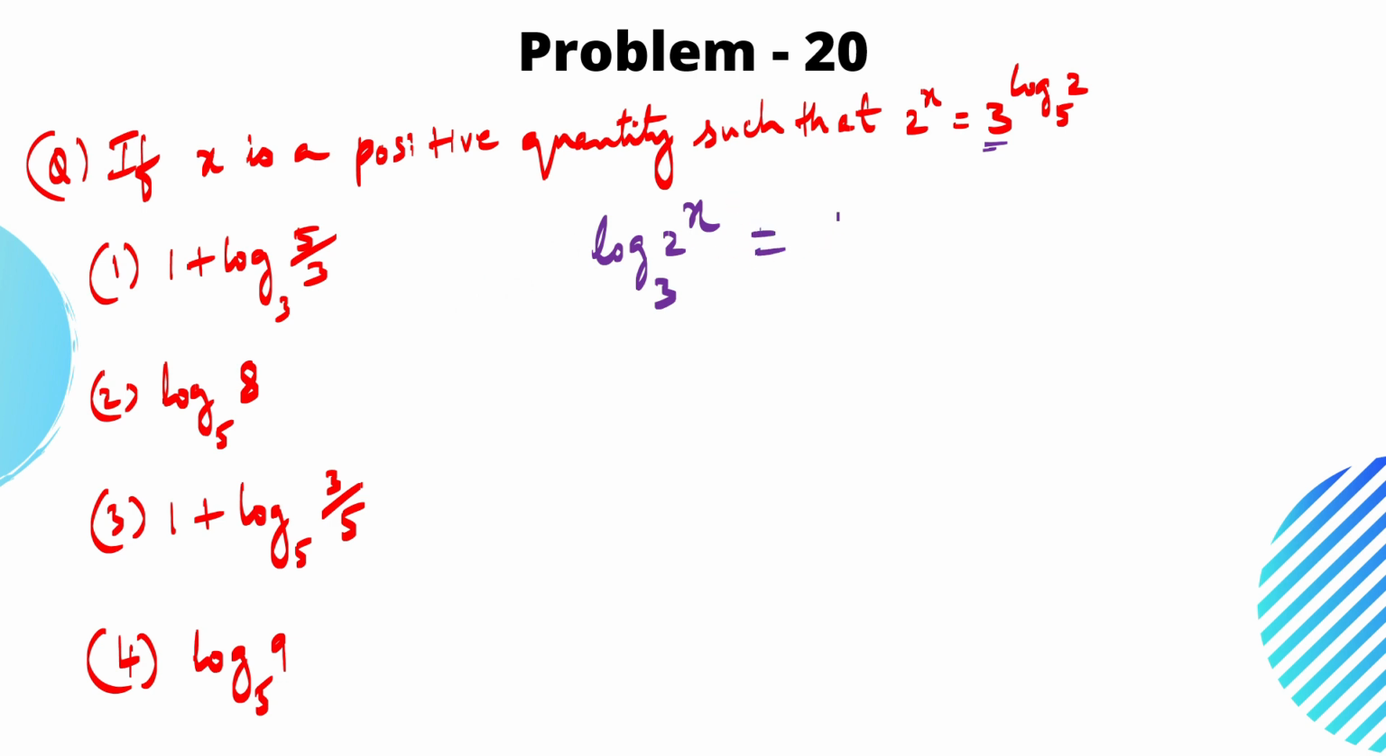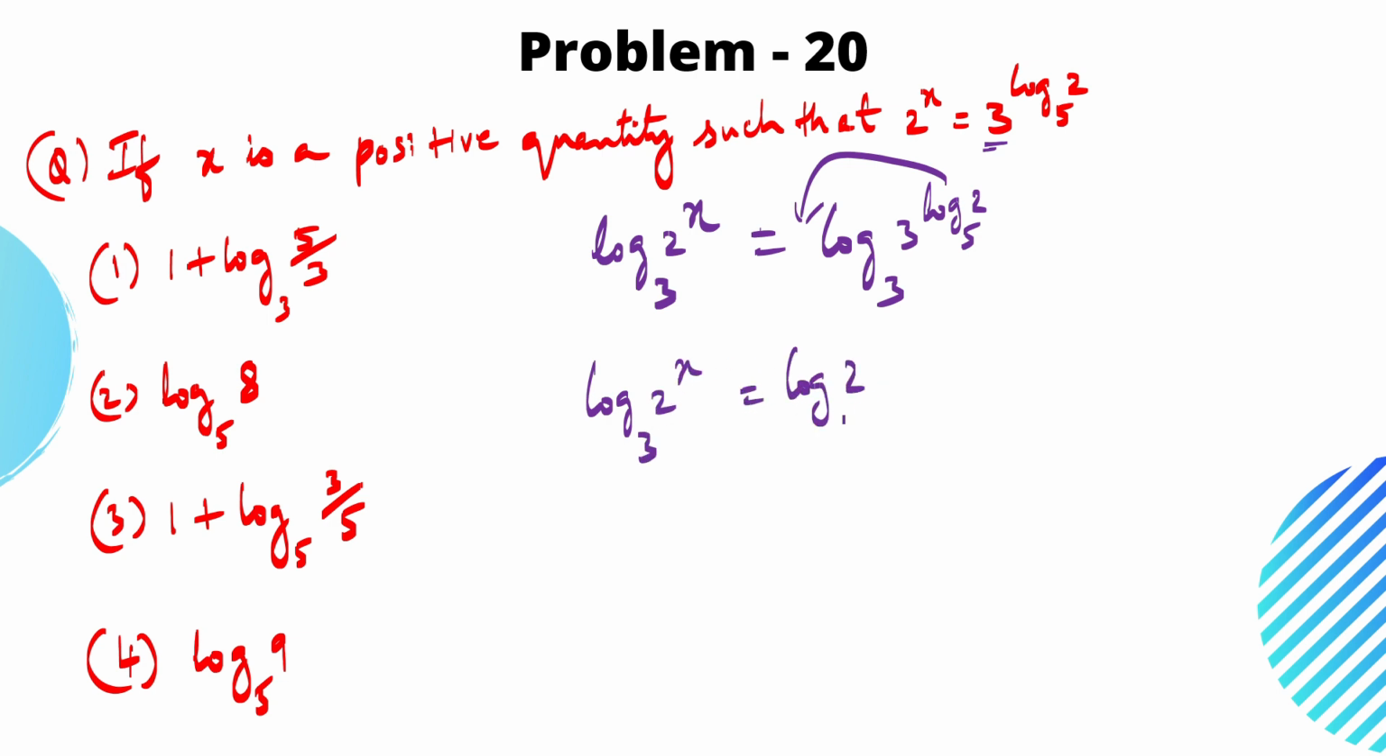So this will be equal to log 3 to the power log 2 to the base 5 to the base 3. Now this is a power, we can bring this to this side. So log 2 power x to the base 3 is equal to log 2 to the base 5 and log 3 to the base 3. Now this is equal to 1, right? And this is a power, we can bring this to this side and this will become x, and log 3 to the base 3 is equal to 1. So x is equal to log 2 to the base 5 by log 2 to the base 3.